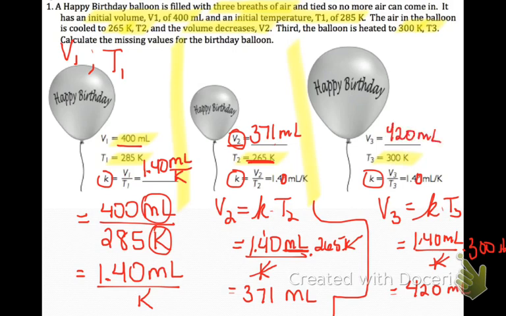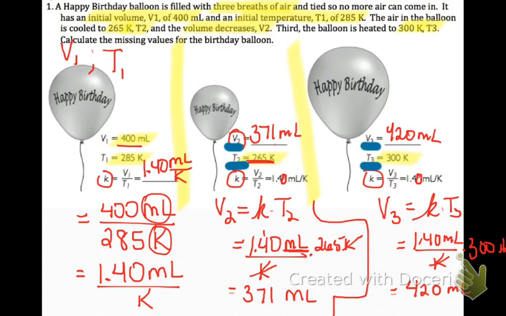So let's check to make sure if this makes sense. We can even go from T2, so from T2 to T3, we increase the temperature. So therefore our volume should increase. And in this case, it has. It went from 371 milliliters in V2 to 420 milliliters in V3.